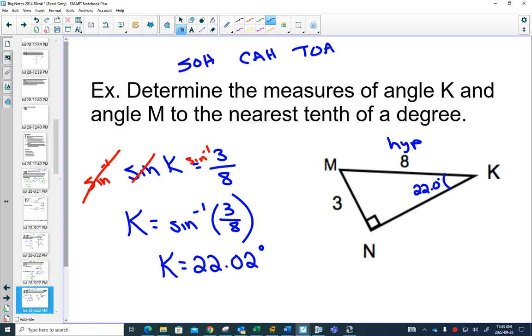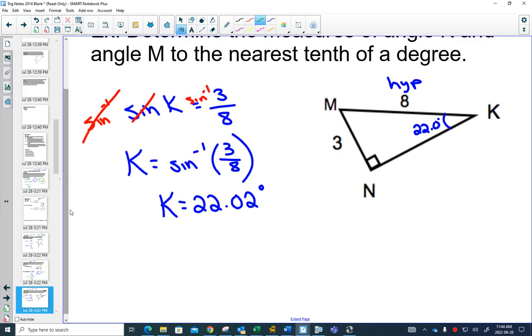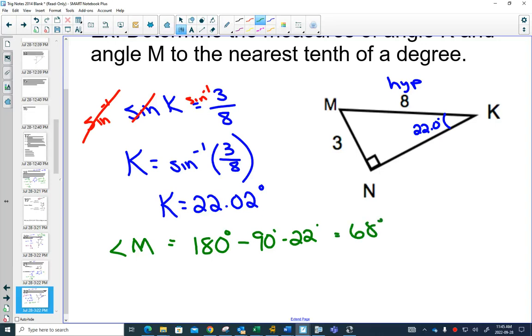How can you find angle M? Okay, I hear two different ways. Yes, both of those ways will work. Angle M, somebody said just go 90 minus 22. Because there's 180 in the whole triangle. One of them's a 90, which leaves me with 90. The other one's a 22. It's going to equal 68 degrees. To the nearest tenth, 68.0. Perfect, thank you.